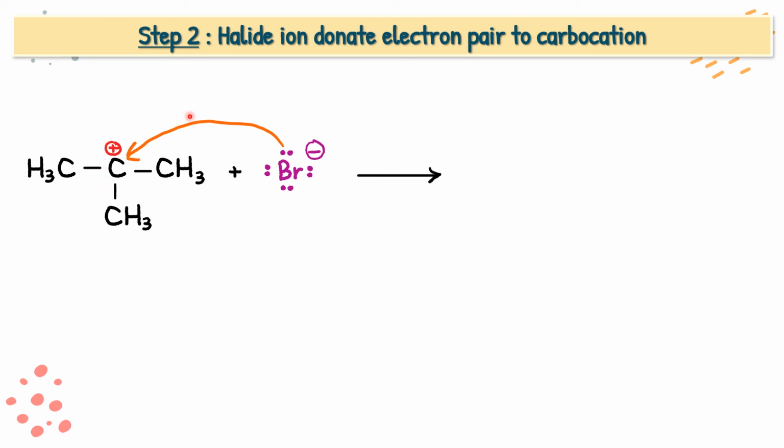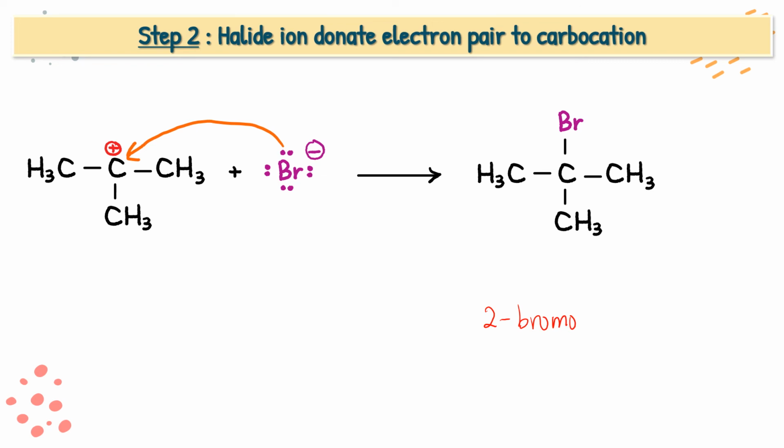Dan kita akan lukislah kita punya produk dekat sini. So this carbon will form a bond with our bromine. Dekat sini, kalau awak nak lukis dia punya lone pair boleh, tak lukis pun tak apa. So this is our final product, our alkyl halide. The name is 2-bromo-2-methyl propane. Okay, so this is our product.